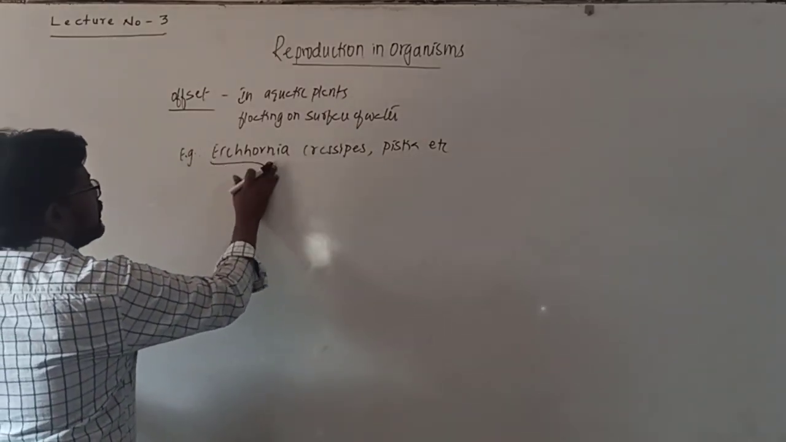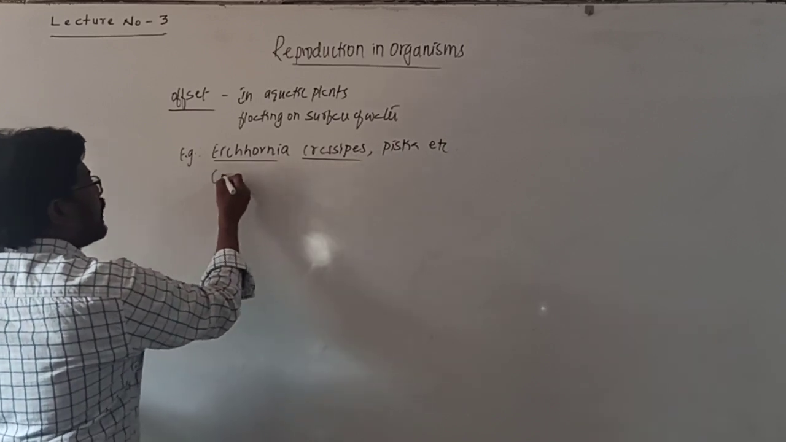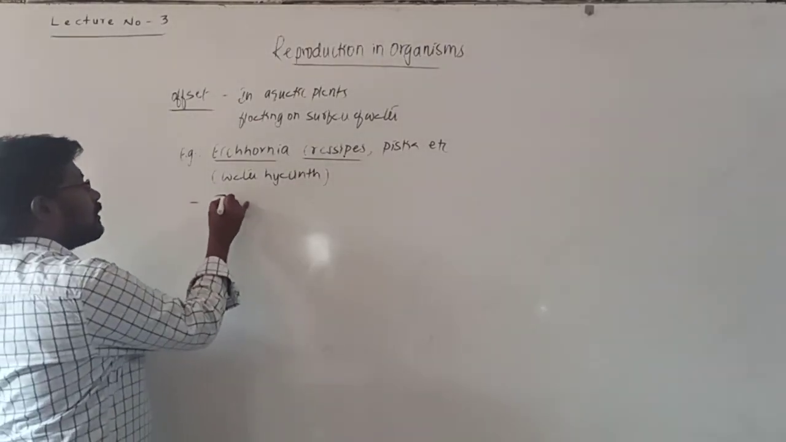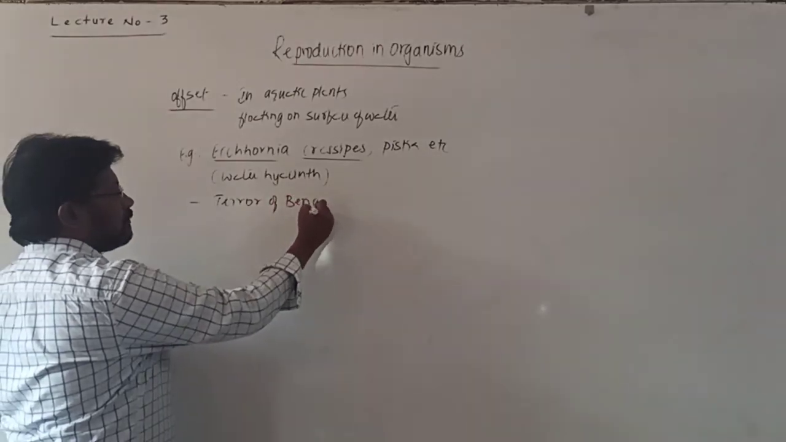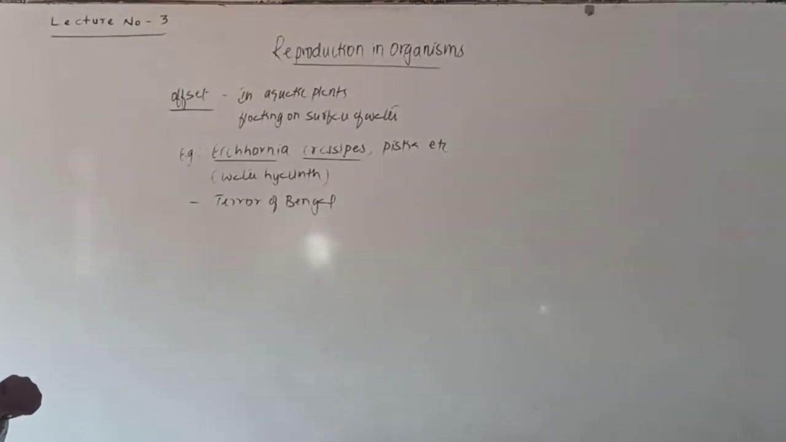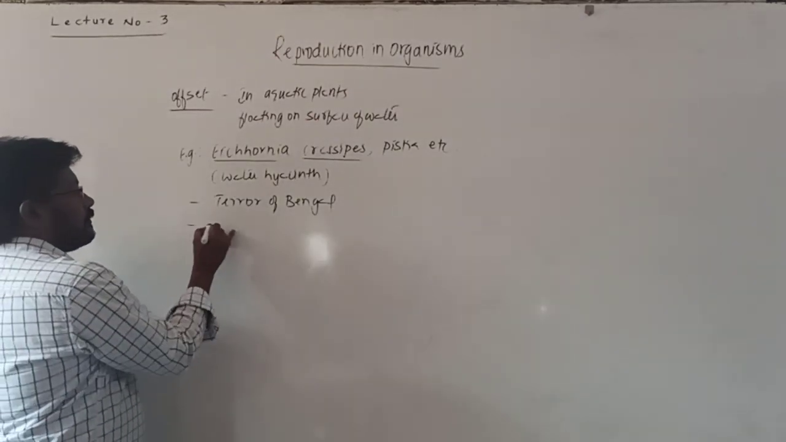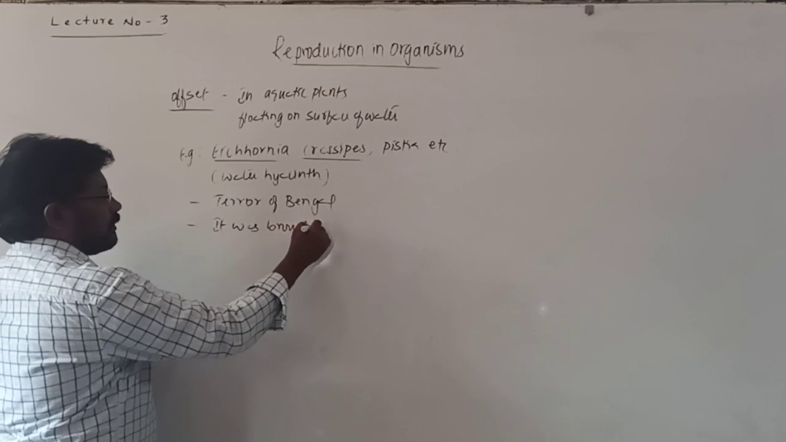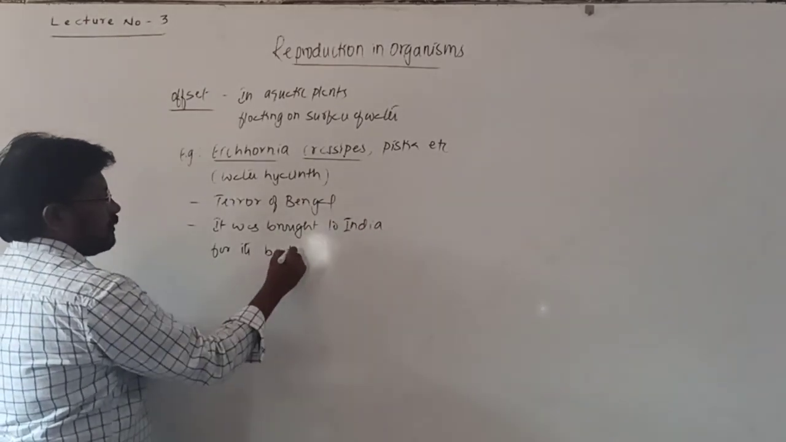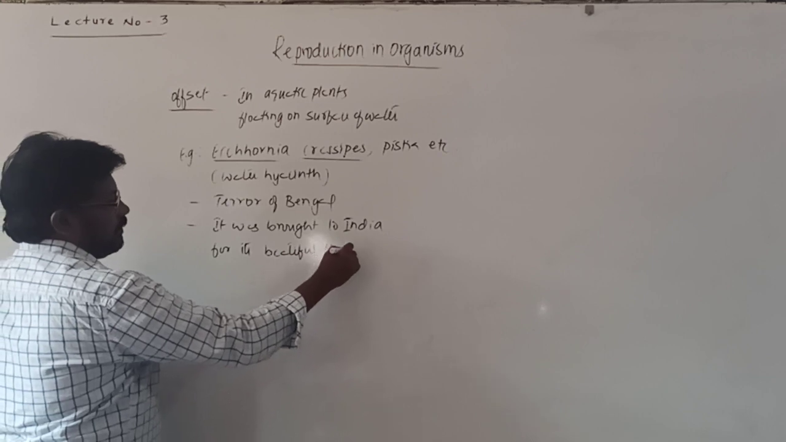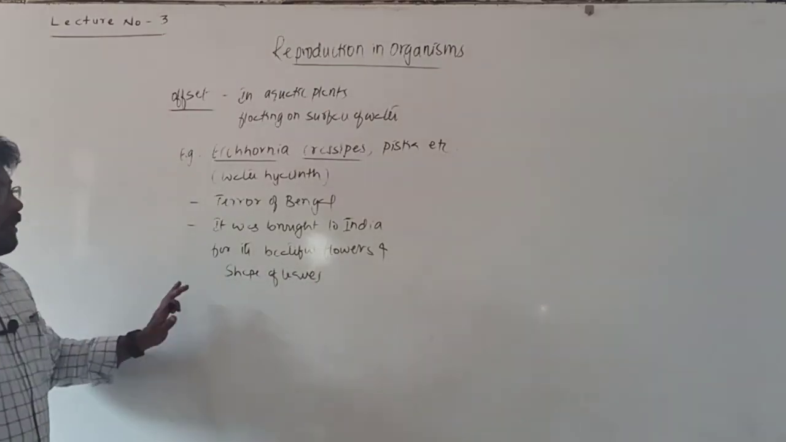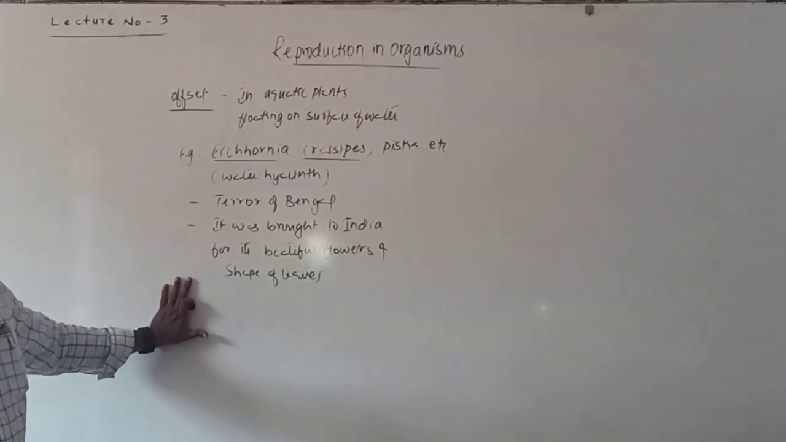This Eichhornia crassipes is commonly called water hyacinth, and also called the terror of Bengal. It is not actually native to India. It was brought from somewhere else into India for its beautiful flowers and the shape of its leaves. So for this purpose, they introduced this Eichhornia crassipes into India.